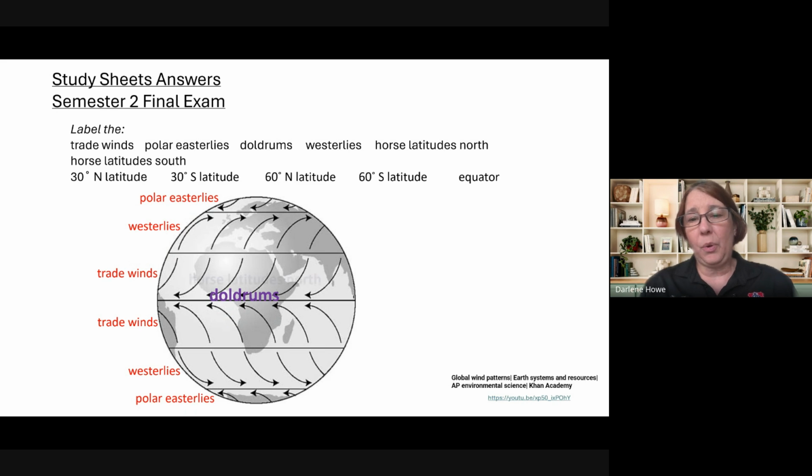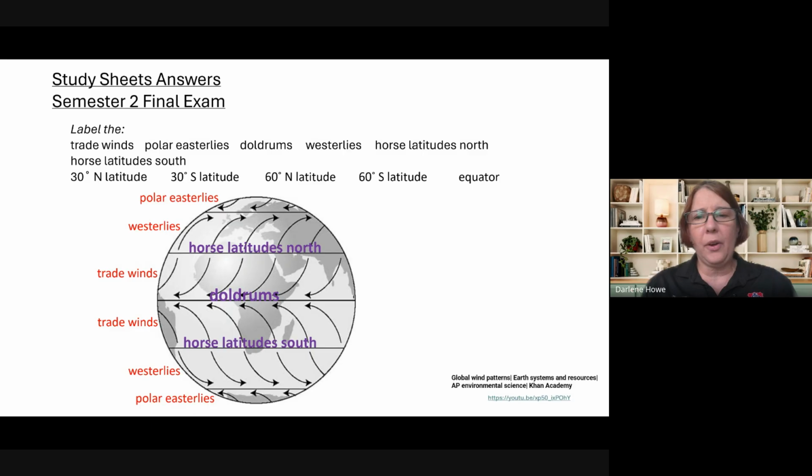Okay, so horse latitudes north are along the 30 degrees north latitude. And the same thing happens in the southern hemisphere. You've got the horse latitudes south. Again, areas of very little wind.